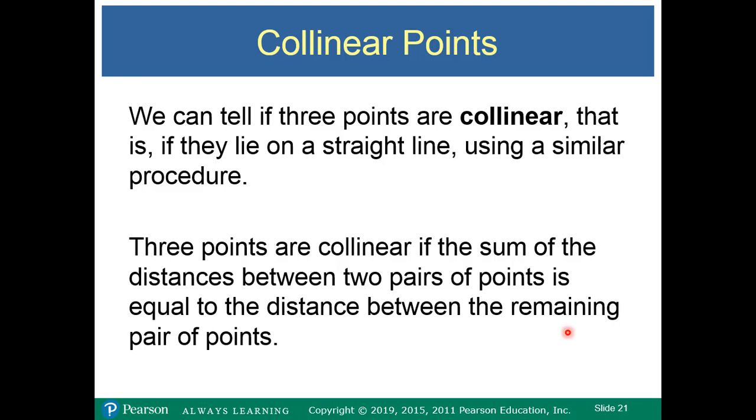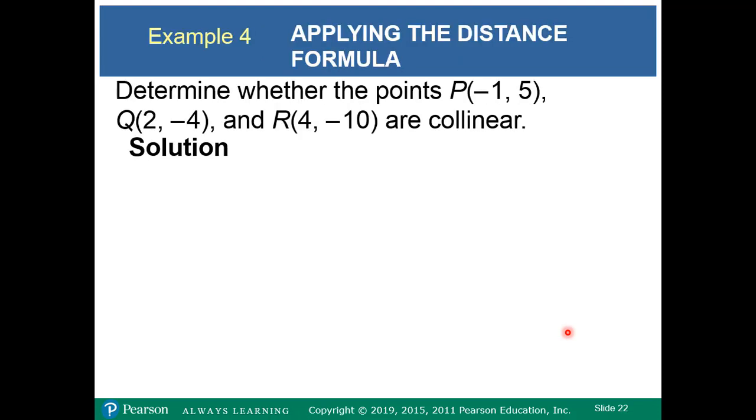Okay, so let me say that again. So 3 points are collinear if the sum of the distances between 2 pairs of points is equal to the distance between the remaining pair of points. So let's look at this example here. So let's find the distance here.